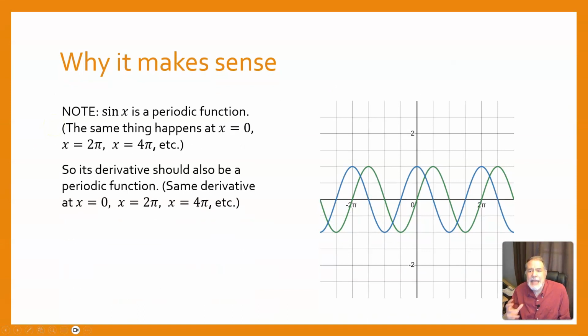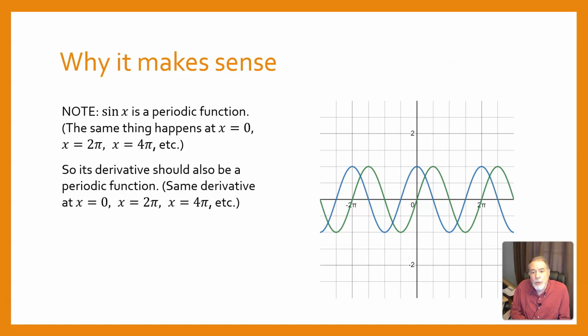Now, why does it make sense that the derivative of sine x should just be cosine x? Why isn't it something more complicated or something relating to sine itself rather than to cosine? Well, for one thing, we know that sine of x is a periodic function, which means it sort of repeats the same behavior over and over and over again. The same thing happens when x is 0 as when x is 2 pi, 4 pi, 6 pi, and so on. So the derivative of a periodic function like that should also be a periodic function.